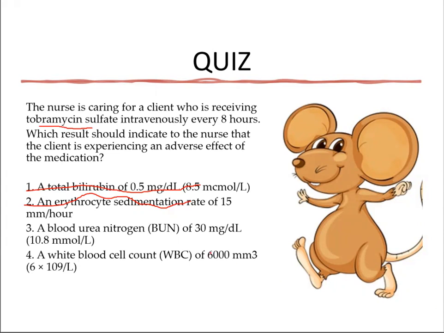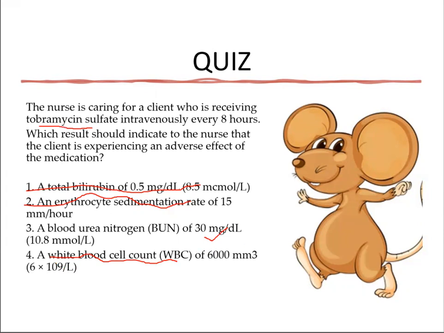So I'm going to hold on to 3 while I look at the last option, a WBC count of 6,000. I know that the normal level should be between 5,000 to 10,000 per cubic millimeter. So this is within range, and I'm going to eliminate this. You want to remember that aminoglycoside antibiotics are potentially nephrotoxic substances.